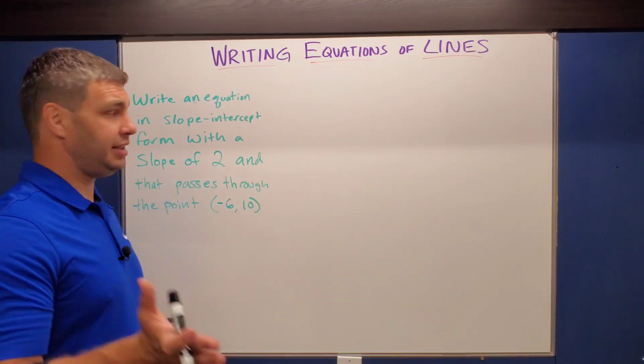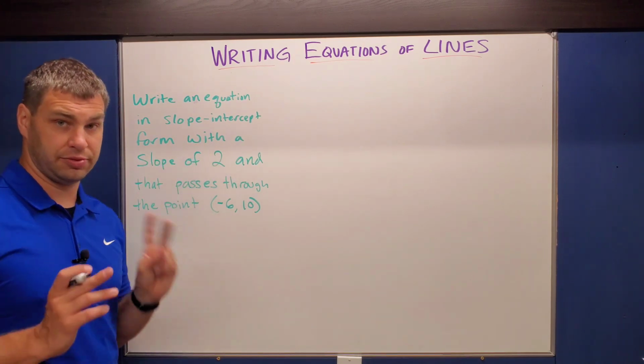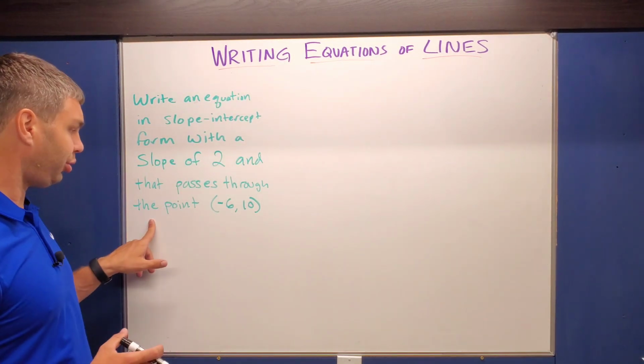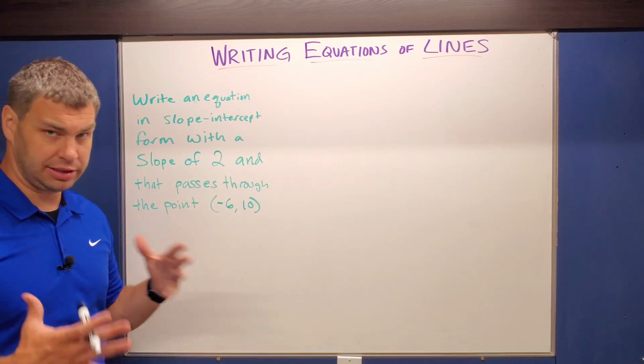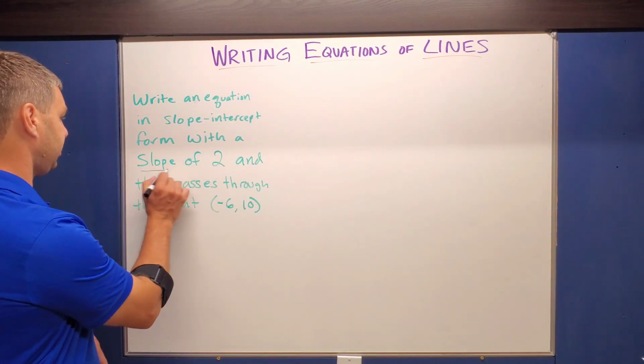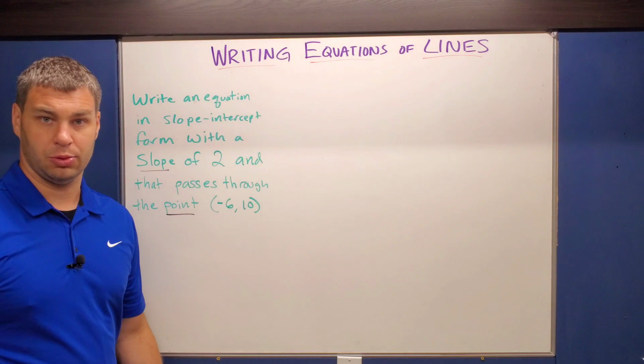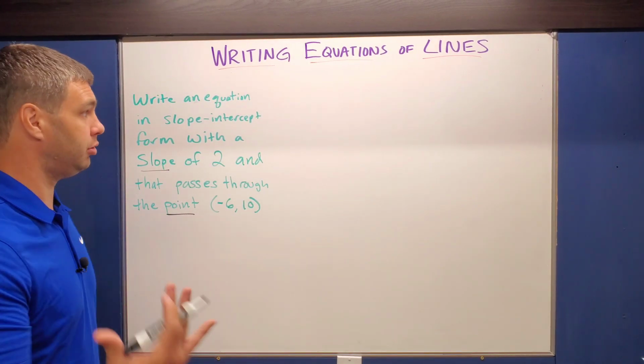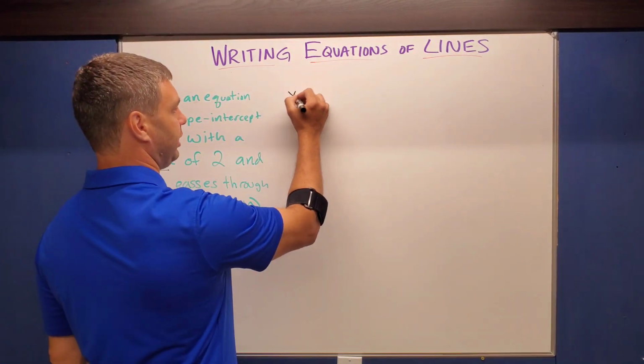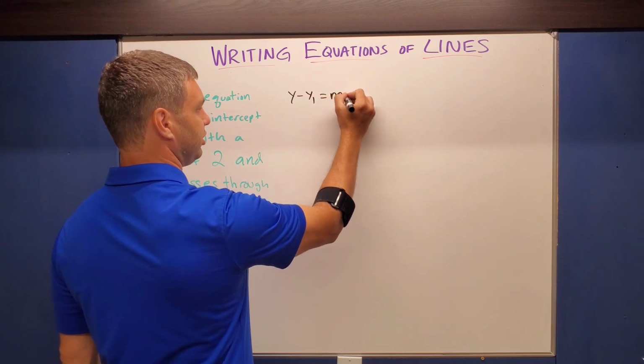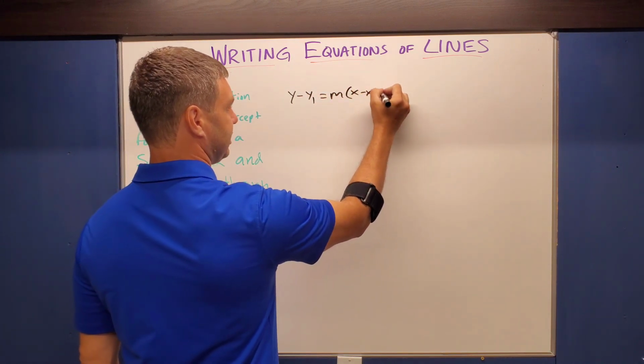All right, this next one says, write an equation in slope-intercept form with a slope of 2 that passes through the point negative 6, 10. So if I look at what I have here, I have a slope and a point. Well, that's going to be point-slope form. So let me write out point-slope form for you again. That's y minus y1 equals the slope times x minus x1.